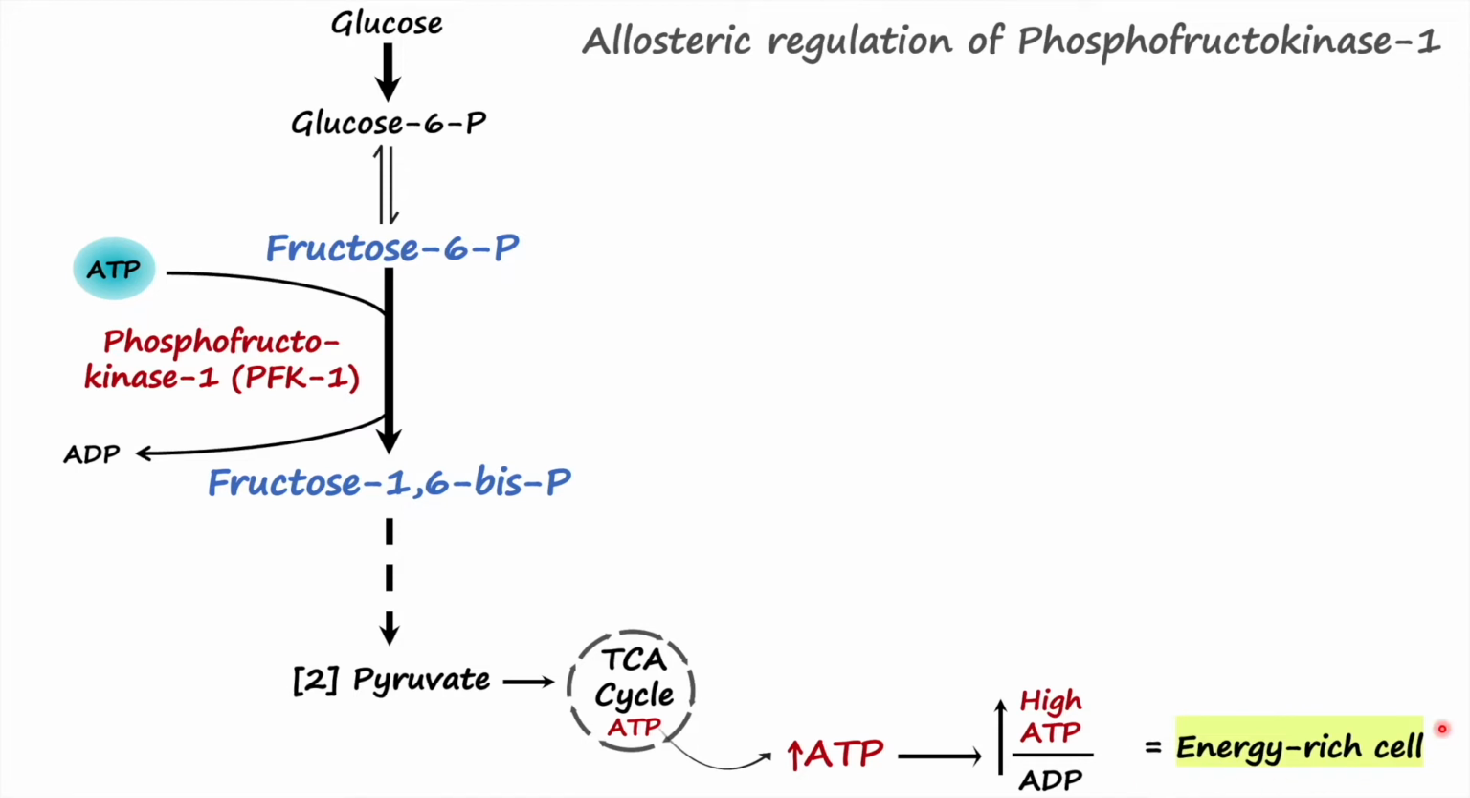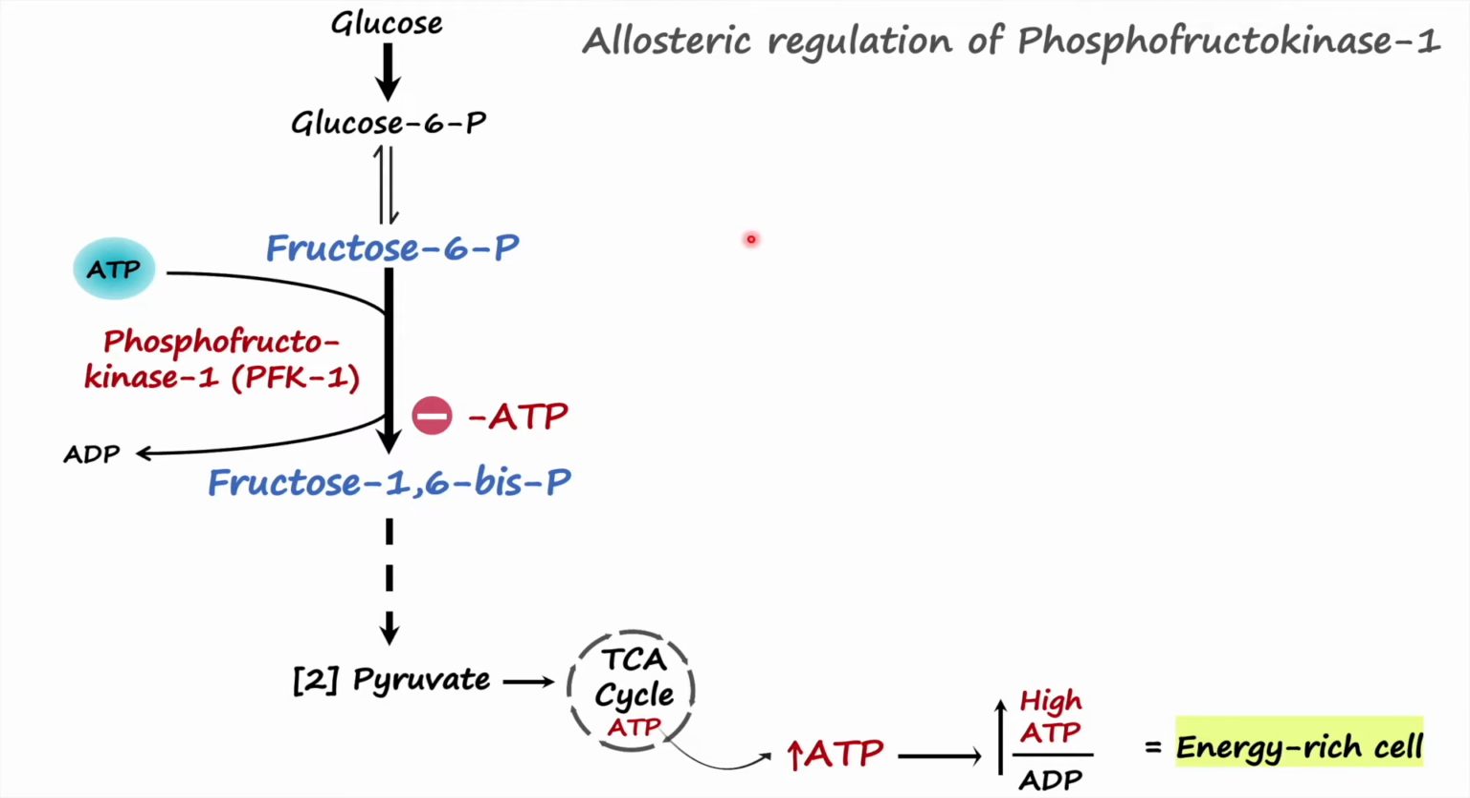That means these cells are called energy-rich cells. And therefore, there is a need to stop producing more ATP inside the cell. So the accumulated ATP itself can allosterically inhibit the PFK1 enzyme. ATP binds to the allosteric site of the enzyme, and as a result, there is a reduction in the affinity of the enzyme for its substrate fructose 6-phosphate, and therefore the rate of glycolysis is reduced in the cell.